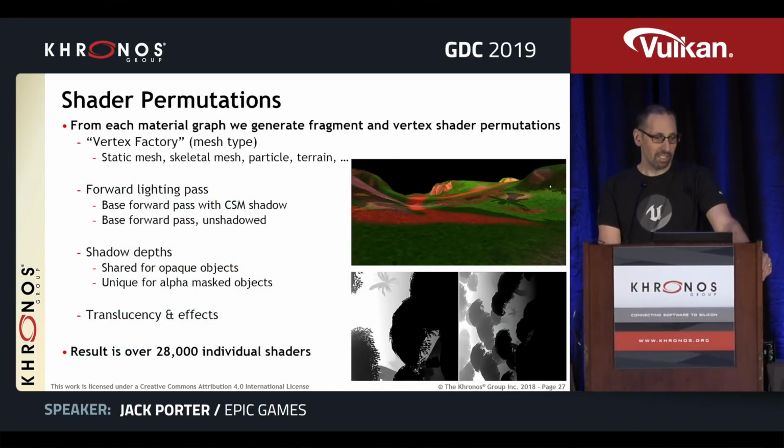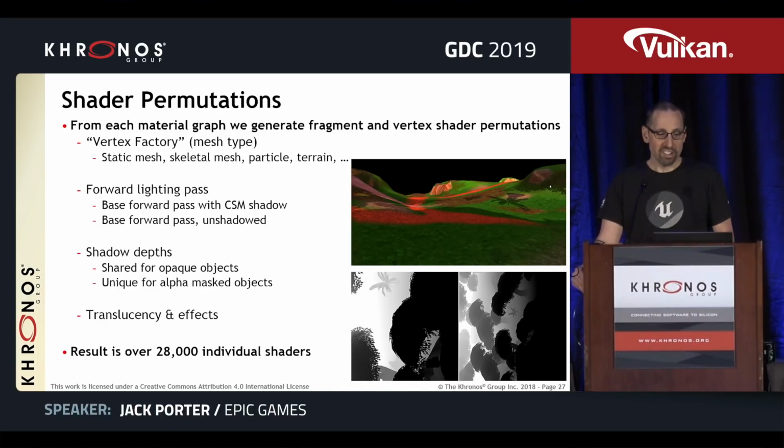So one of the problems is, even though there's a single artist-generated material, we have a huge number of permutations that we need. For every kind of mesh that we want to render this material with, which we call a vertex factory, we need different permutations, and we need different shaders depending on the operation we're performing. For example, in our forward pass, we have multiple versions depending on the lighting setup. If an object is completely without any shadow being cast on it, we can use a faster version of that shader without doing any CSM lookup. So we want to have 2 copies of that shader for that particular material when we're rendering the base pass.